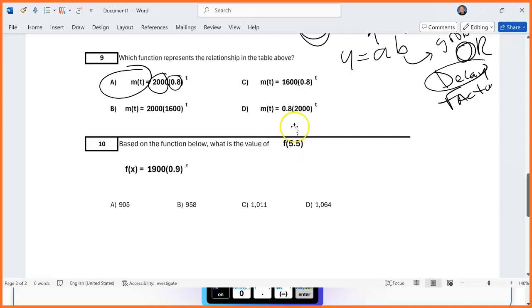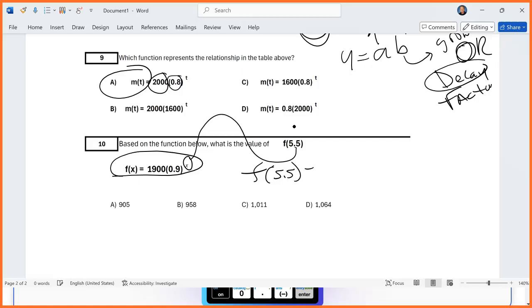Okay, here's a new function right here. All we have to do is take this and put it in our calculator. So that means 5.5 goes right there. So we're going to go f of 5.5 is equal to 1900 times 0.9 to the power of 5.5.